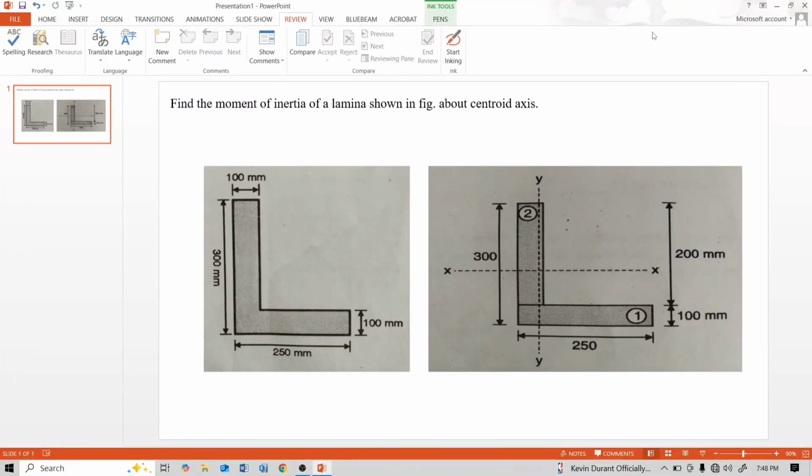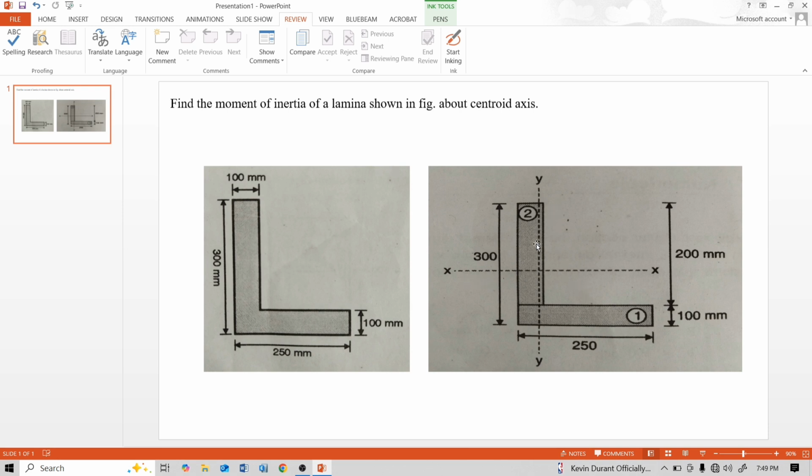Today in this video, numerical on moment of inertia. Find the moment of inertia of a lamina shown in the figure about the centroidal axis. This is the figure, an L-type figure. Find the moment of inertia of this L-type figure.